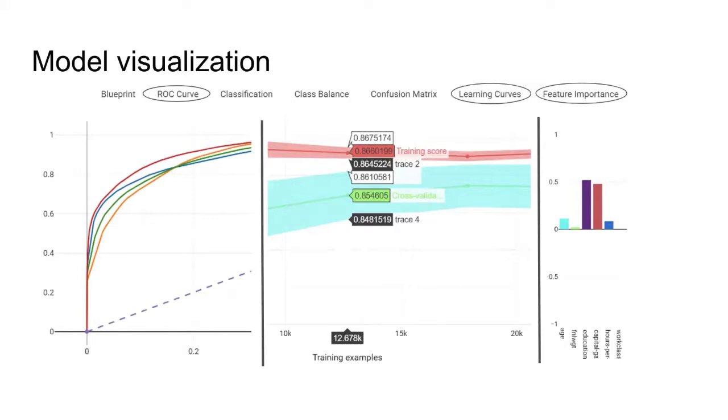So for instance, on this particular slide, there are three tabs described. The first one is the ROC curve, which shows how good our model is at classification in terms of false positives or false negatives. Learning curves show us whether our model overfits or underfits, and feature importance shows us which features were important during the training and which weren't. And you can consider running retraining by eliminating the non-important features.